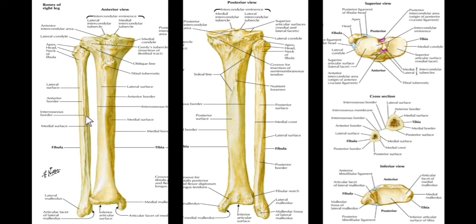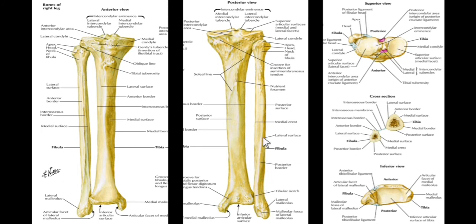Now we are going to find these 3 surfaces in between these borders, which are medial surface, lateral surface and posterior surface. The medial surface lies between anterior and interosseous border. This one is a very thin medial surface, lying between anterior and interosseous border. This thin area is medial surface. The lateral surface lies between anterior and posterior border. We can find lateral surface here.